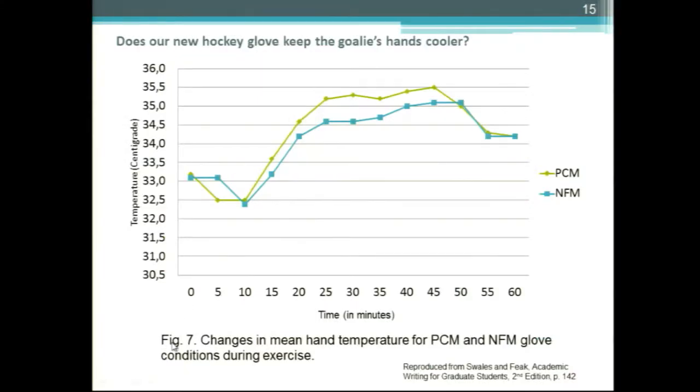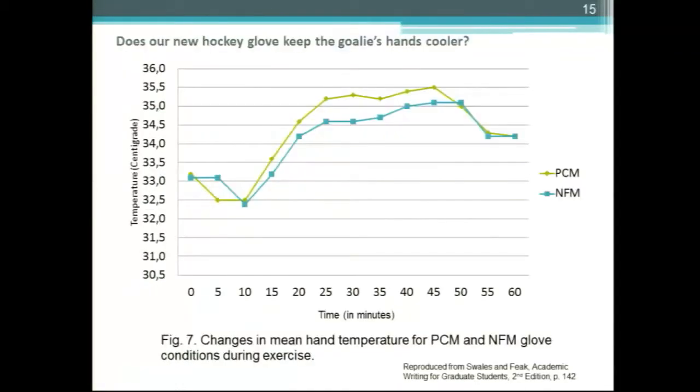The figure is figure 7: changes in mean hand temperature for PCM and NFM glove conditions during exercise. We have time down here, and then these are temperatures. Notice, of course, that, as I just said, you should start your axes at 0, and this one does not start at 0. But on the other hand, if you think about body temperature, if the body temperature were 0, the person would not be alive. So in this case, it makes a little bit of sense that they are just dealing with this range.